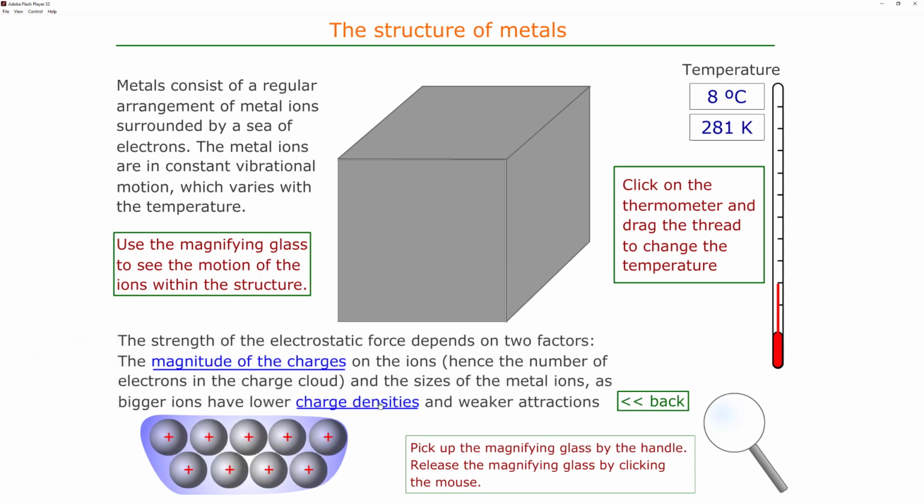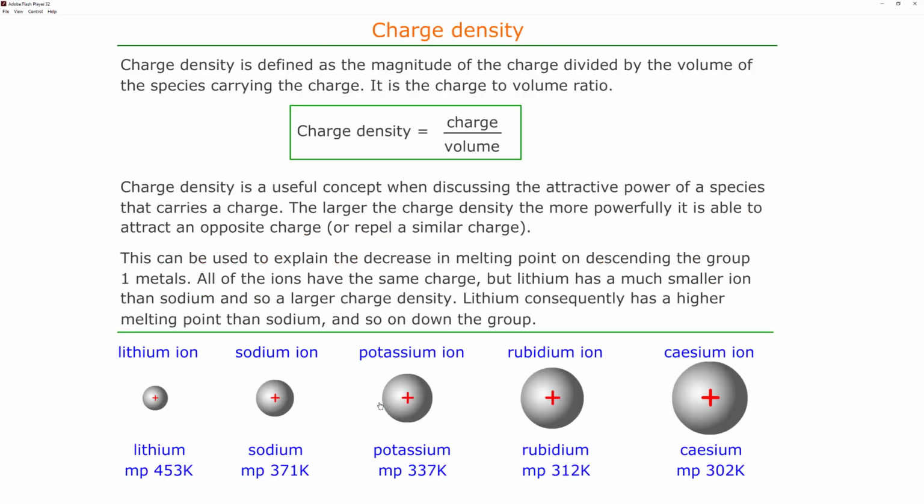We can compare metals in the same group as well. If we have a look at group 1, you'll see what happens as we descend the group. The actual atomic radius increases. Now this means that the single positive charge on the ion, as we go down the group, doesn't change.